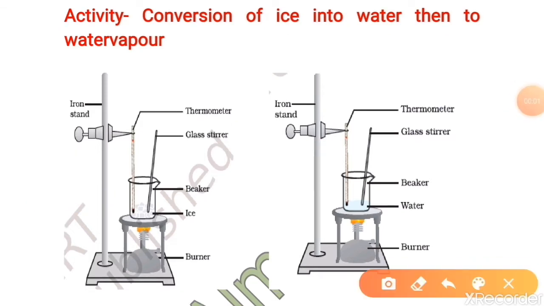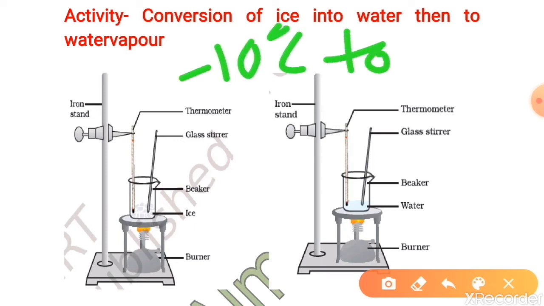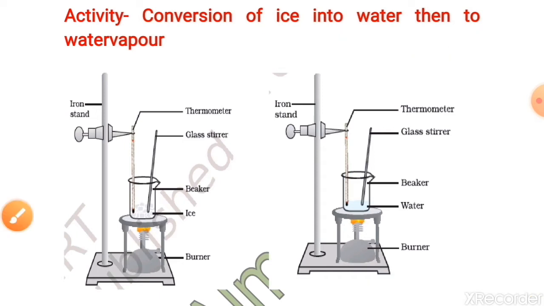This is a laboratory thermometer and you know that a laboratory thermometer has a range of minus 10 degrees Celsius to 110 degrees Celsius. So students, we will observe that while melting the ice in this beaker, firstly the temperature will increase and when we reach the level of 0 degrees Celsius, then the rise of temperature will stop and we will see the ice will start melting and it will form water.